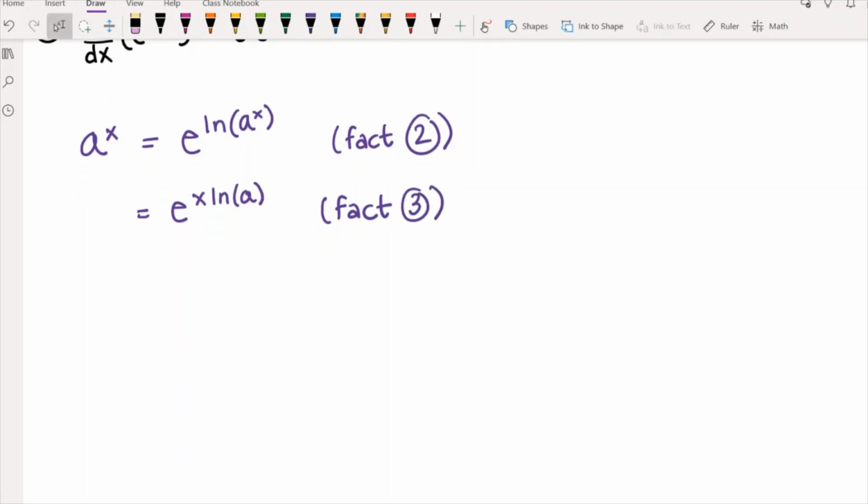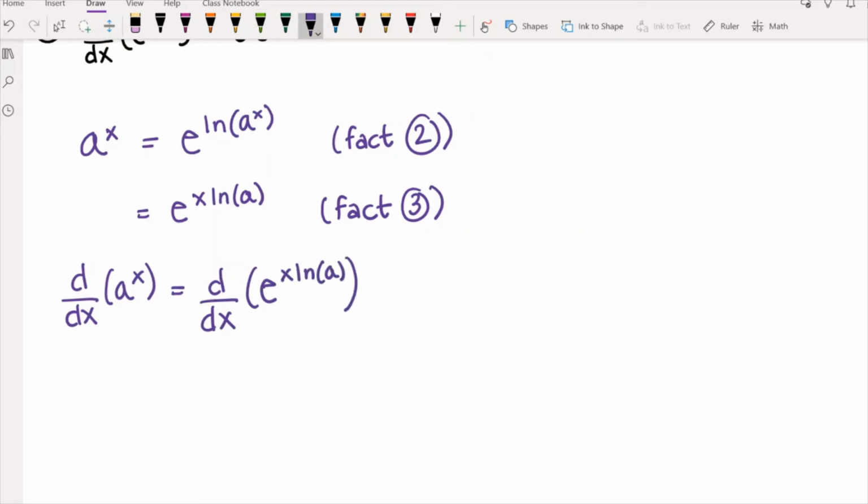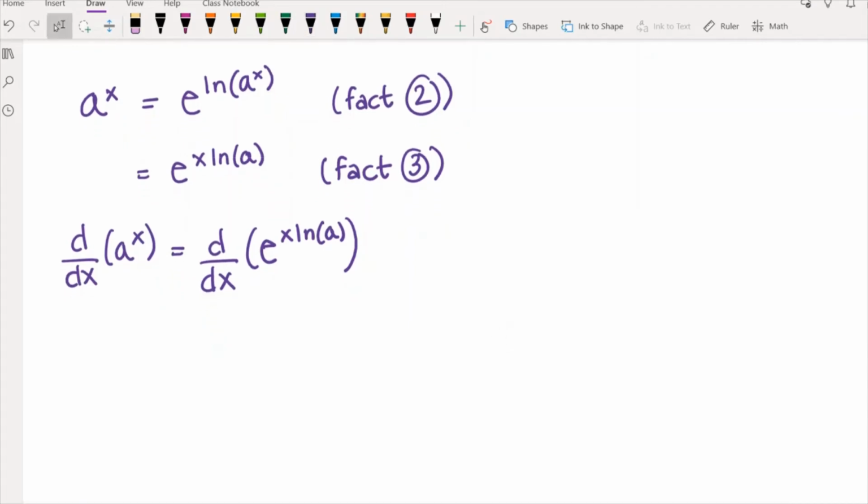So now let's actually take the derivative. The derivative of a to the x, according to what we just came up with here, should be the same as the derivative of e to the x ln of a. Right? Because e to the x ln of a, according to what we just did, is another way of writing a to the x. It looks a lot more complicated, but the advantage is that, pretend you didn't yet know how to take the derivative of a to the x, you do know how to take the derivative of this thing.